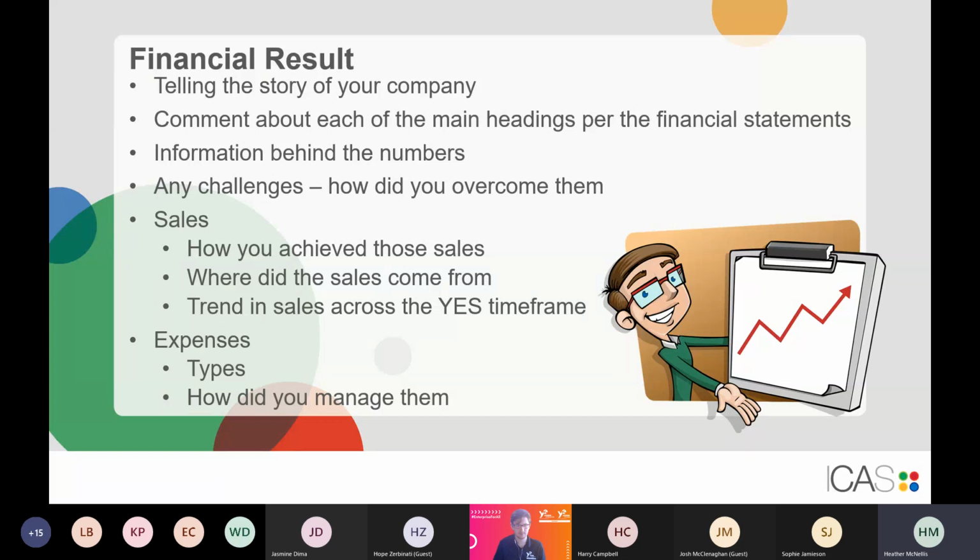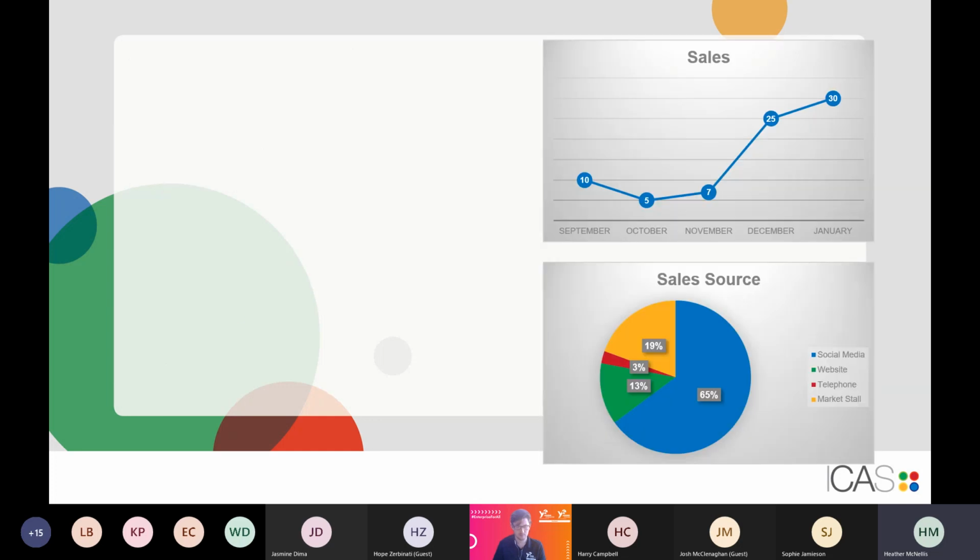So again, thinking about this whole concept of trying to tell the story. So it's not just about pulling numbers out, because anyone could read that and say, well, they made sales of £100 and they had expenses of £50. What does that mean? How did you do that? What's the information behind that? So that's what I really want you to focus on when you're doing your narrative, typing up your report.